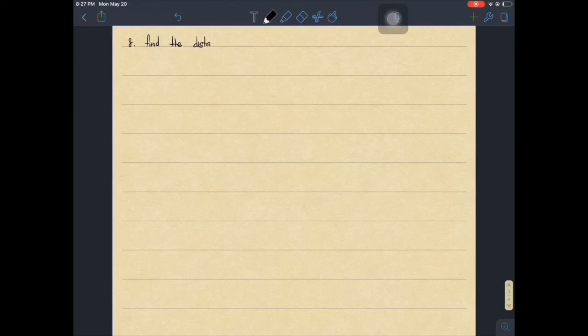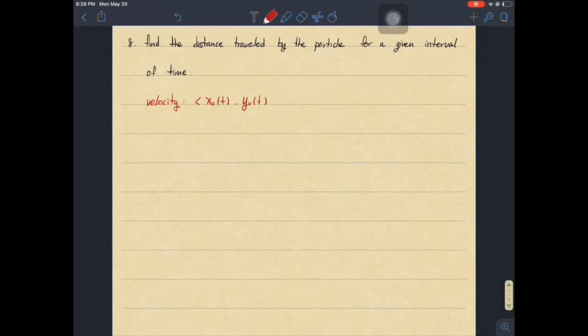The last type of question asks us to find the distance traveled by the particle for a given interval of time. So the velocity is given in x component and y component. To find out the total velocity, we will use the equation from the last question to find out the speed first.